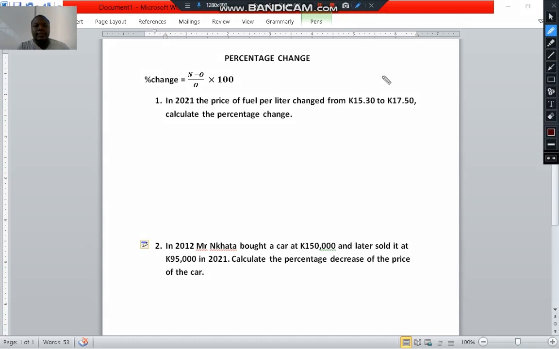Okay guys, let's continue looking at percentage change using our formula, which is this one here. In our previous video, we established that every time you are calculating percentage change, either increase or decrease, we use this formula: new minus old price over old times 100%. This is the formula that gives us the percentage change, either increase or decrease, profit or loss.